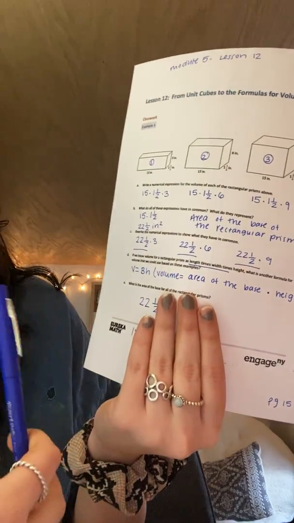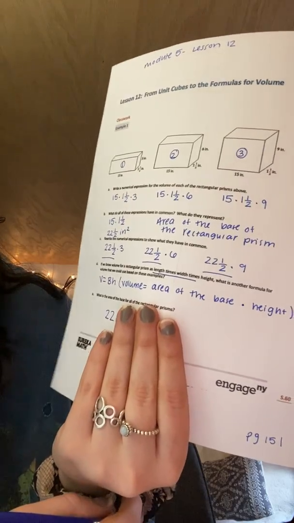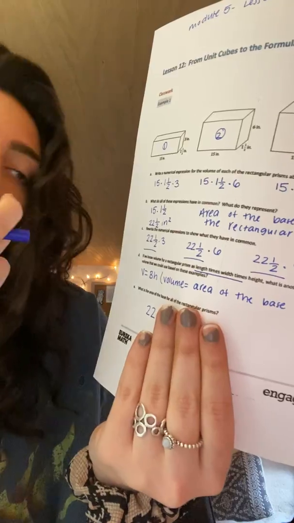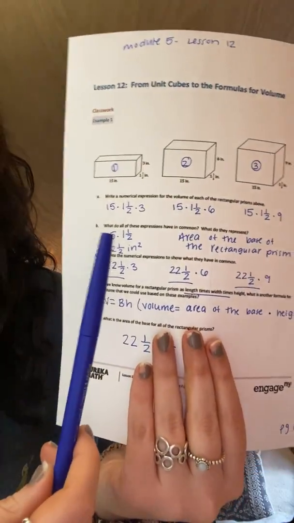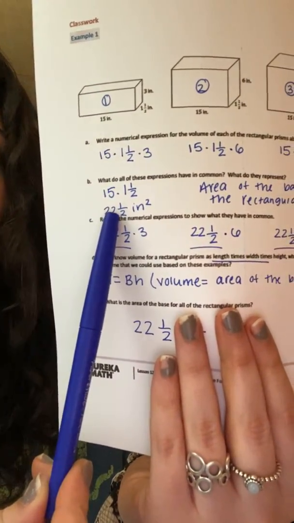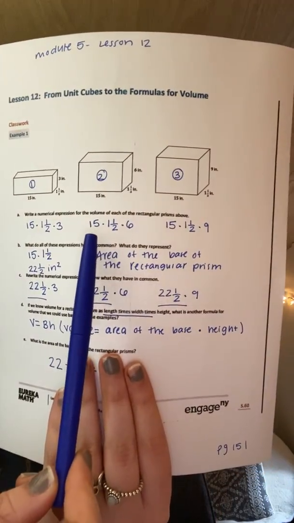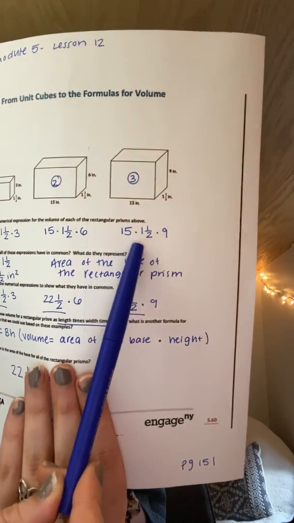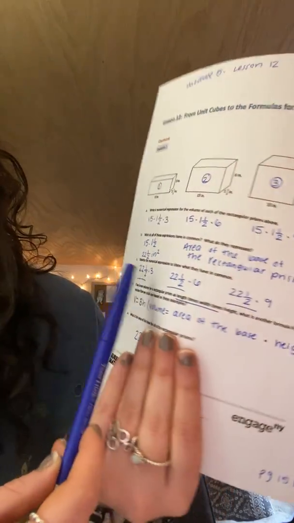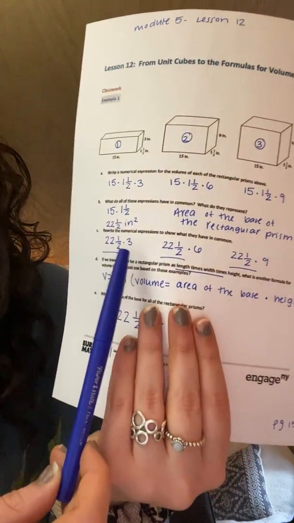So that's B. Now for C, it's asking us to rewrite the numerical expression to show what they have in common. What I did was, I knew that if I took my 15 and 1 1/2 and multiplied them together, you would get 22 1/2. Multiply these together, 22 1/2. These 2 together, 22 1/2. So I know that this is what they have in common. So I'm going to put my 22 1/2 times 3.